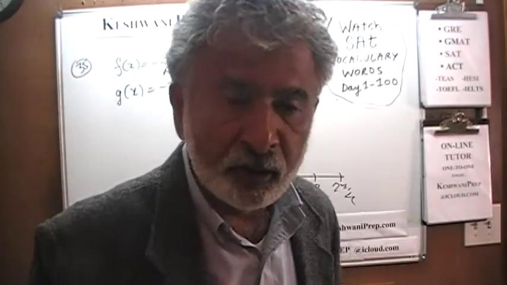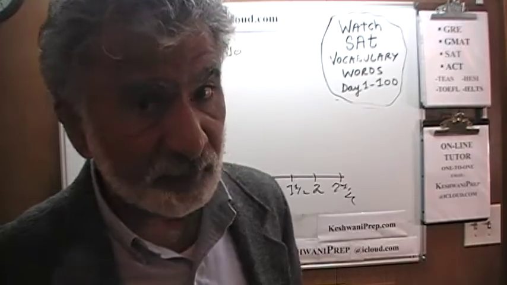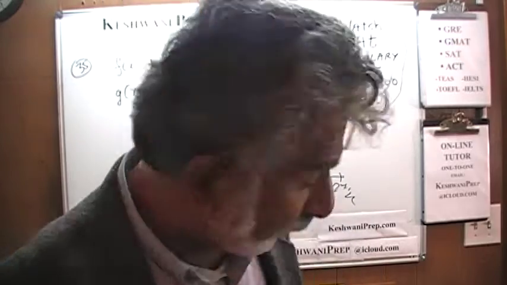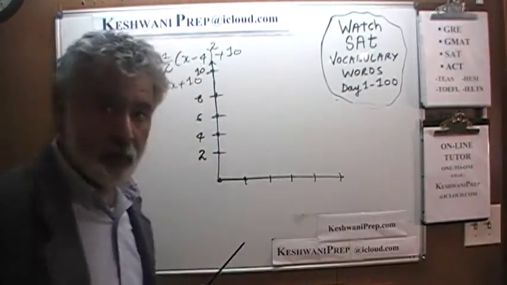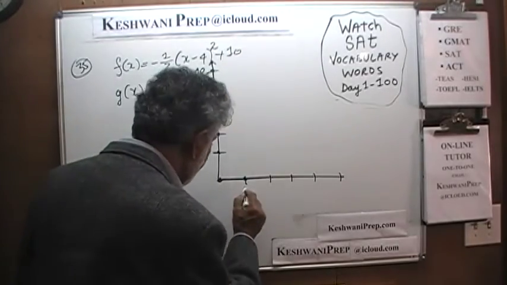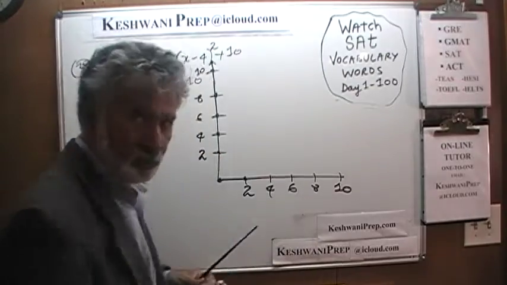What I'm going to do here to make it easier: just because they gave us different scales does not mean that we are required by law to deal with two different scales. We can create our own graph, can't we? So let's do that. We're going to create our own graph where we'll use the same scale. Same scale: 2, 4, 6, 8, and 10. And watch what happens.